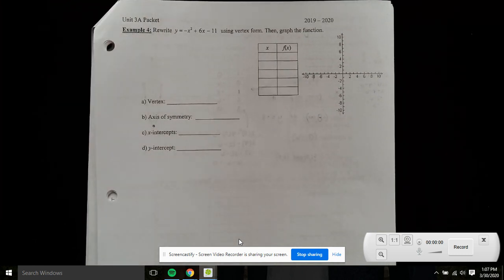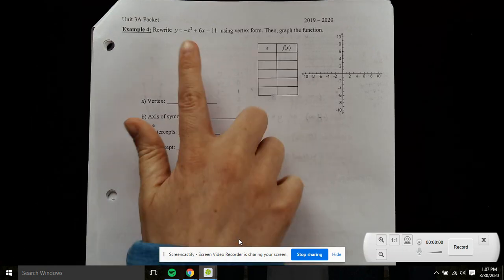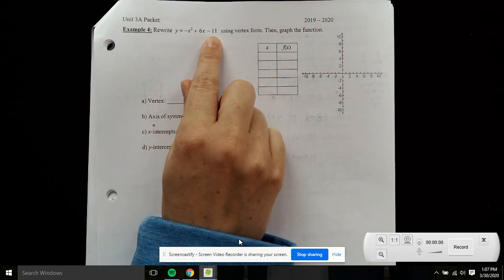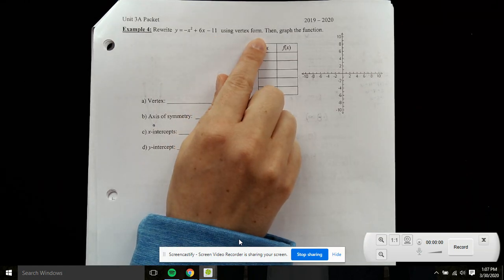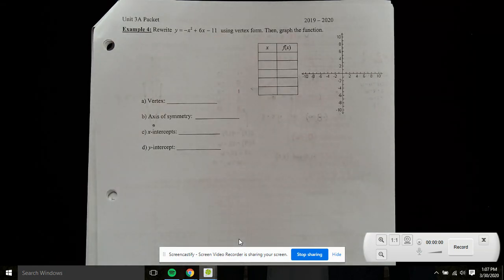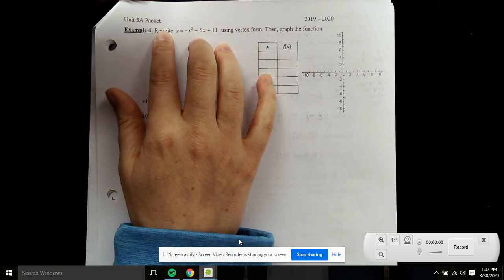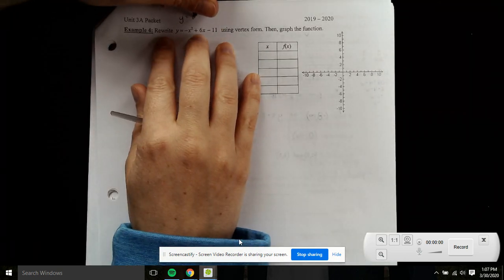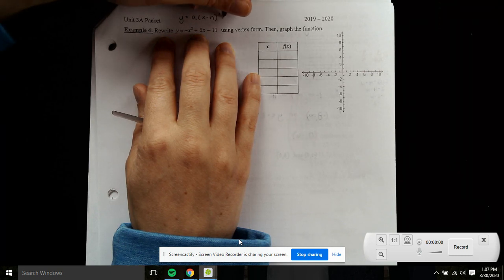All right, so I am looking at page 17 in your 3A packet, example 4. The directions say rewrite y equals negative x squared plus 6x minus 11 using vertex form. Now let's just recall vertex form is y equals a times x minus h squared plus k.